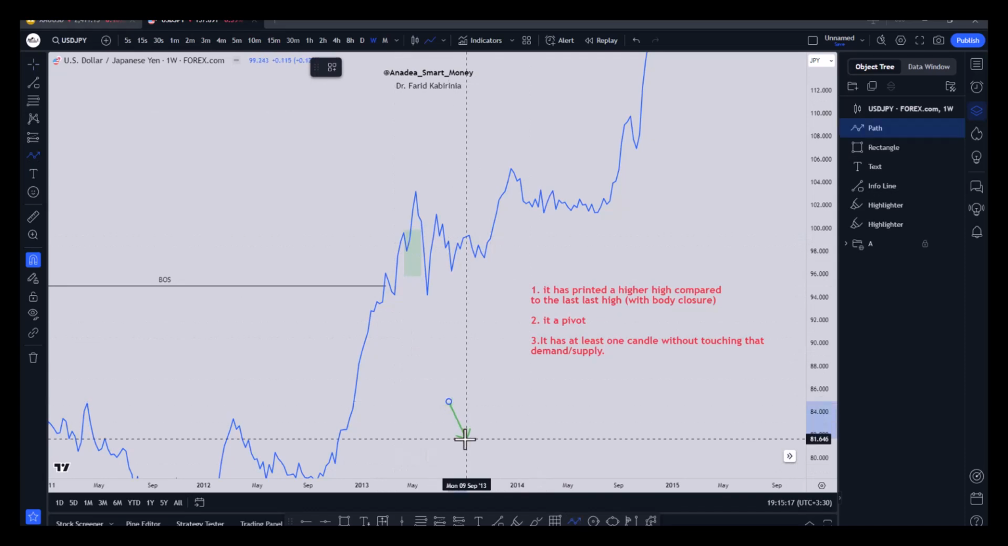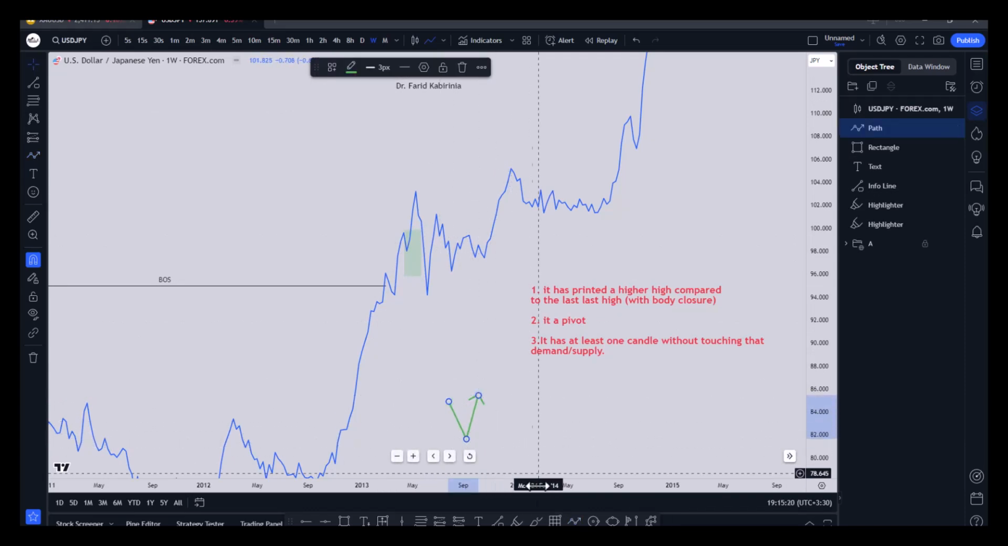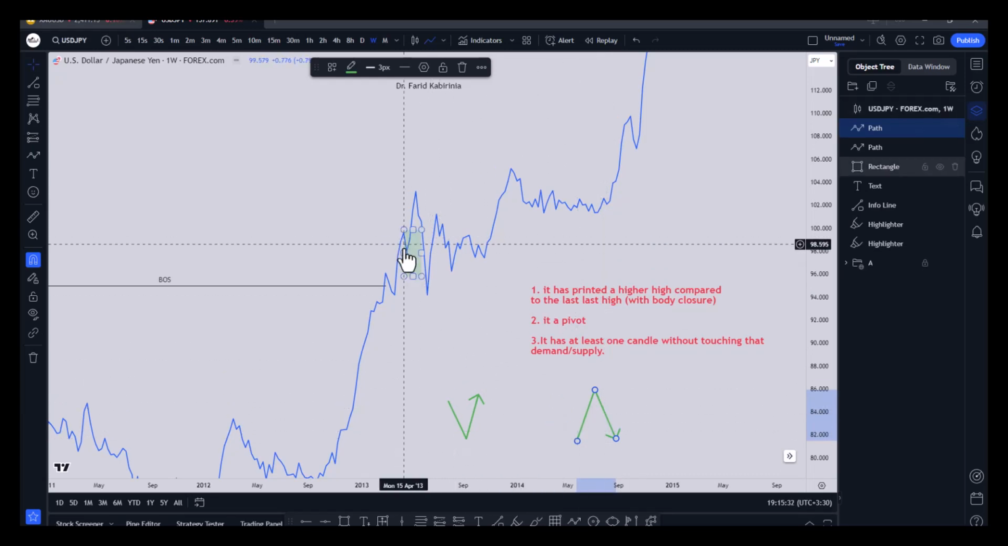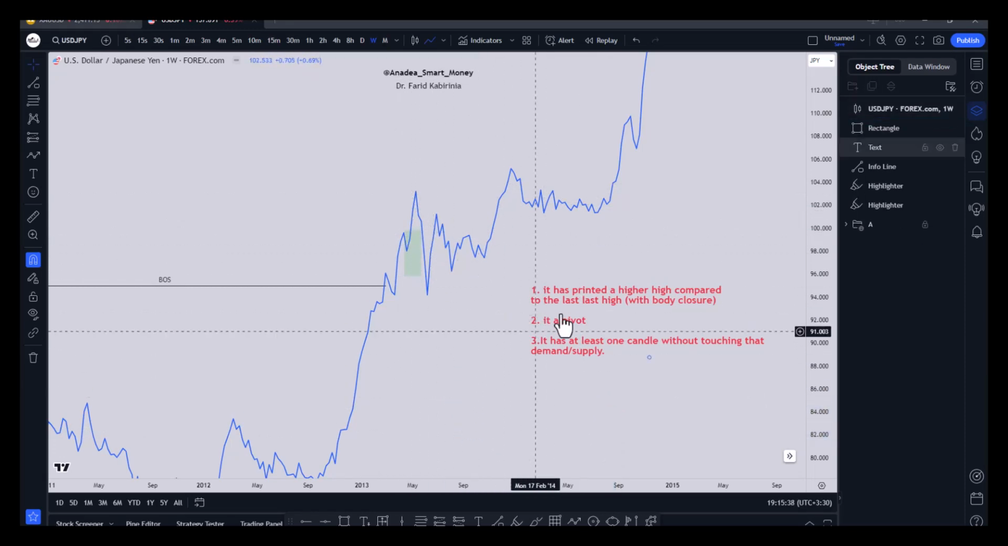Guys, a pivot is where price prints a valley or, let's say, a summit, if you will. So I'm looking for a dip or a hike in price. So here the second rule applies.